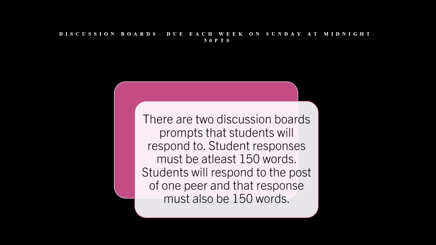There are two discussion boards that you're going to receive. Your responses must be at least 150 words, and you must respond to the post of one peer. And their response also must be 150 words. Each week they are due Sunday by midnight. Please have your initial post completed by Friday at midnight to give your classmates the opportunity to respond to you Sunday by midnight. That concludes the course description and the review of the assignments.